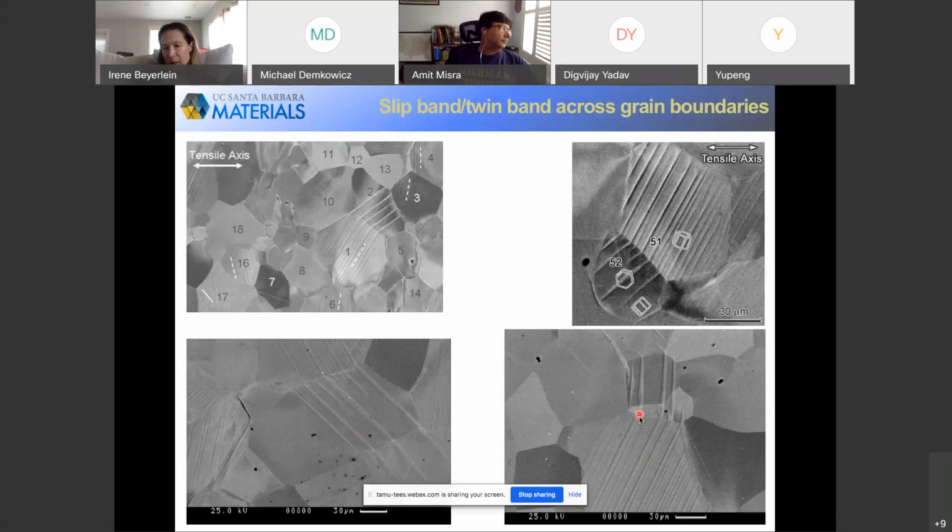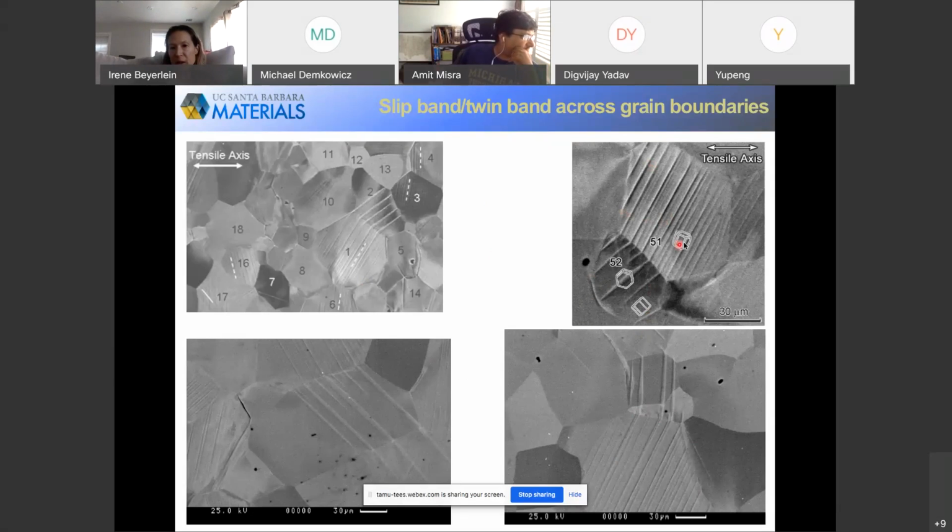Now, in this case, the twins may have affected where the slip bands occur, but you can see this also might have been the predominant slip system because these slip bands also impinge on this grain. So one could conclude that it is possible that these slip bands occurred first, and then these twins happened or ignited in this grain. So just another interesting slip band, twin band interaction that I thought would be important to bring up.